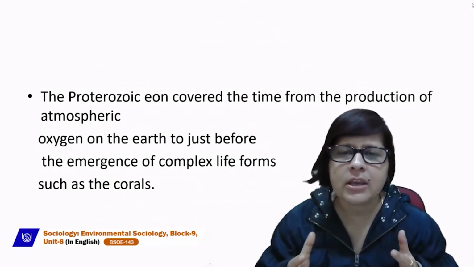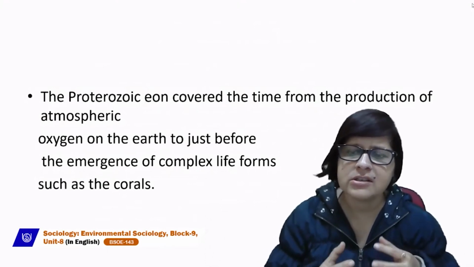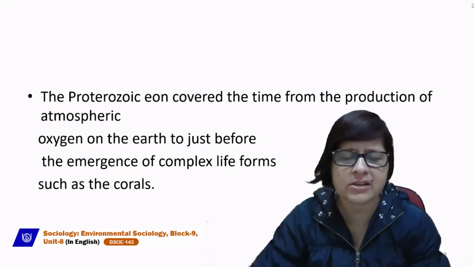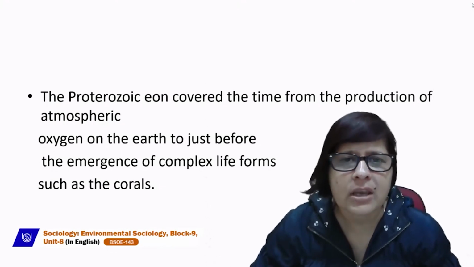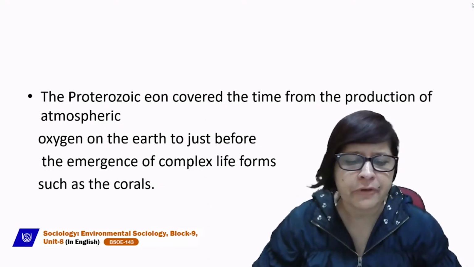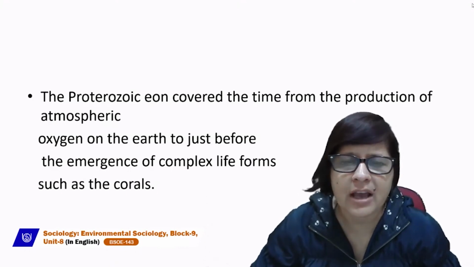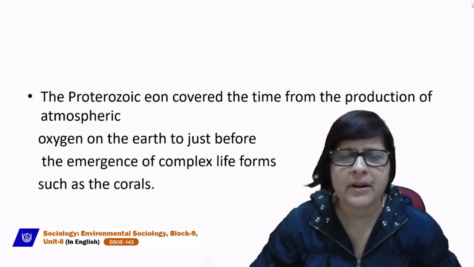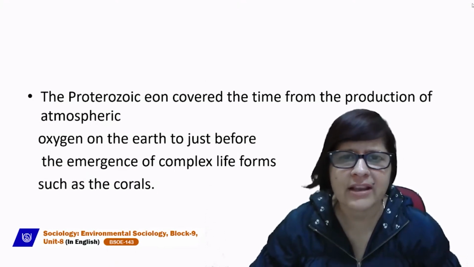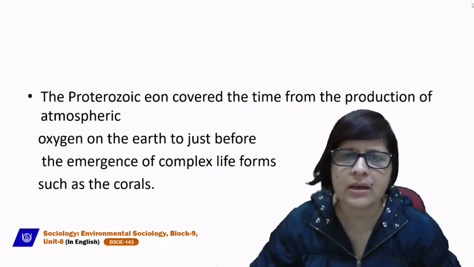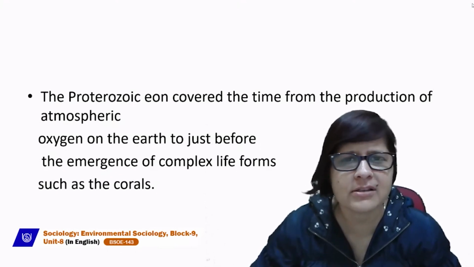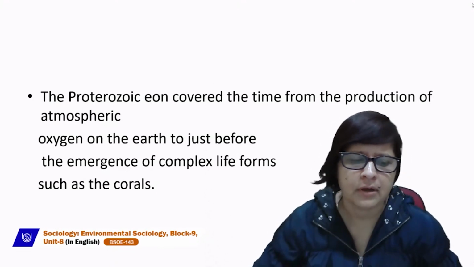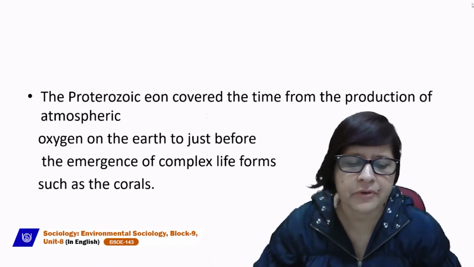So during the Proterozoic, atmospheric oxygen was there, right? That is, the production of atmospheric oxygen was there. And in the Proterozoic, complex types of life were there, while in the Archean and Hadean, simpler forms of life were there, like single-celled organisms, algae, bacteria, and a few other microorganisms. During the Proterozoic, the emergence of complex life started, right?